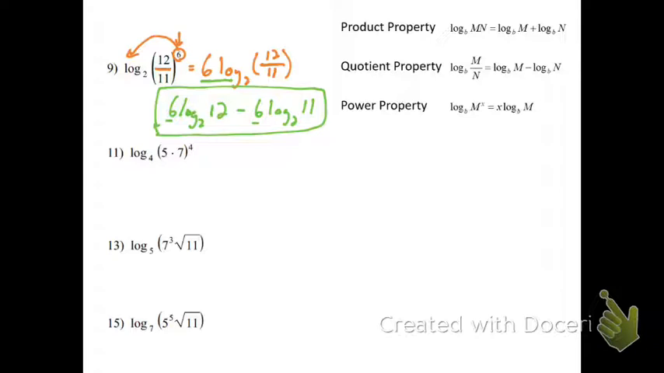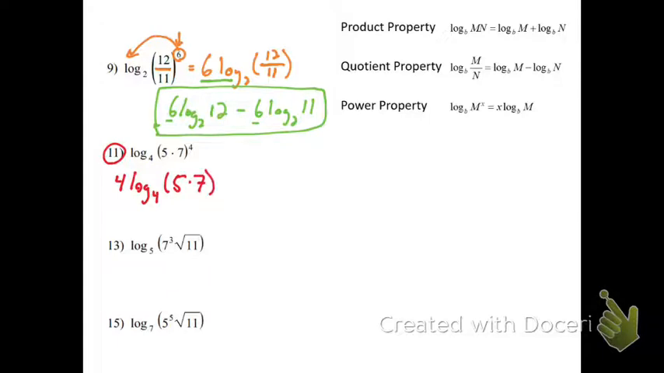Okay. Similarly, on number 11, we're going to bring the 4 out front. When you bring the 4 out front, it's 4 log. Oh, hello. Must have misspelled the word log. That's embarrassing. 4 log 4, and that's going to be 5 times 7.